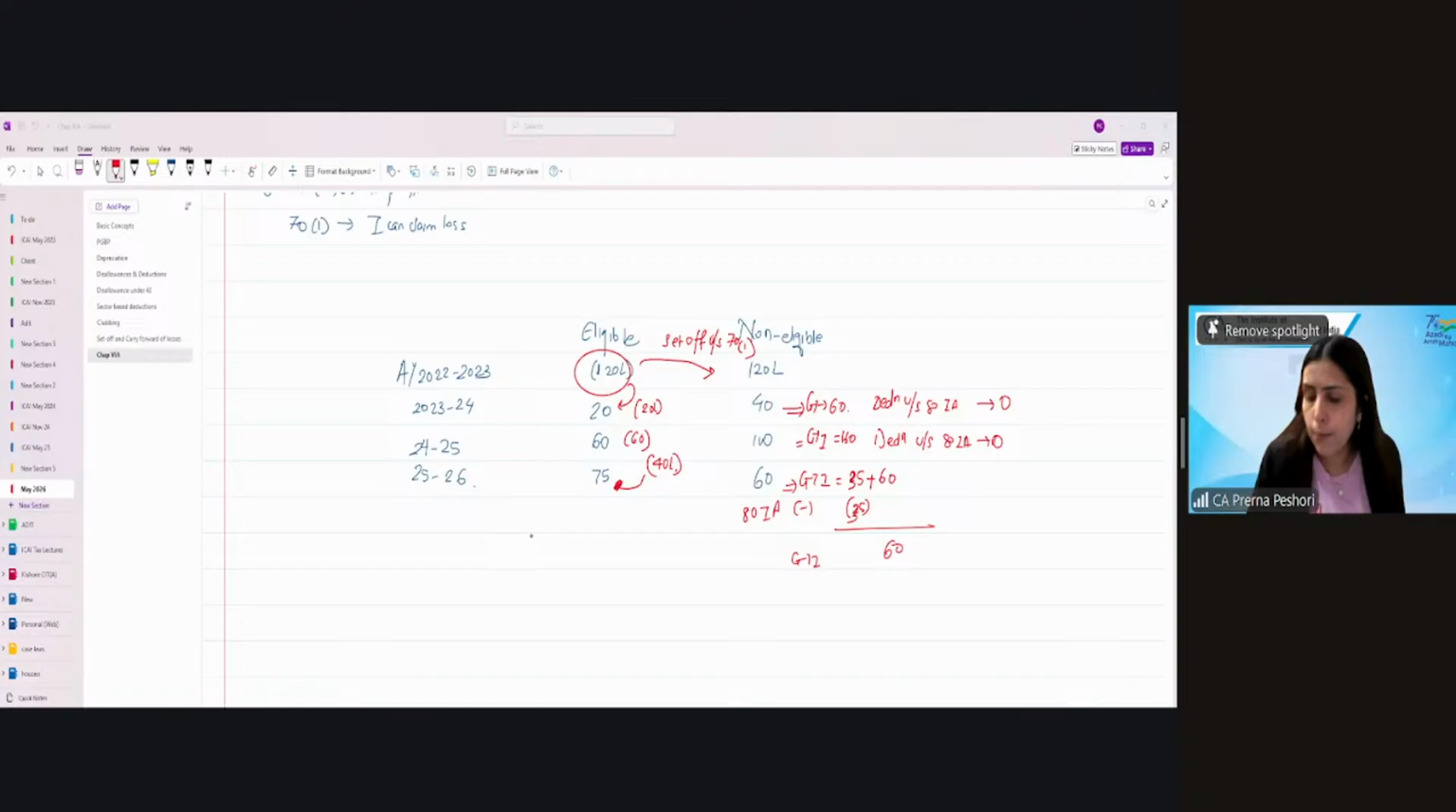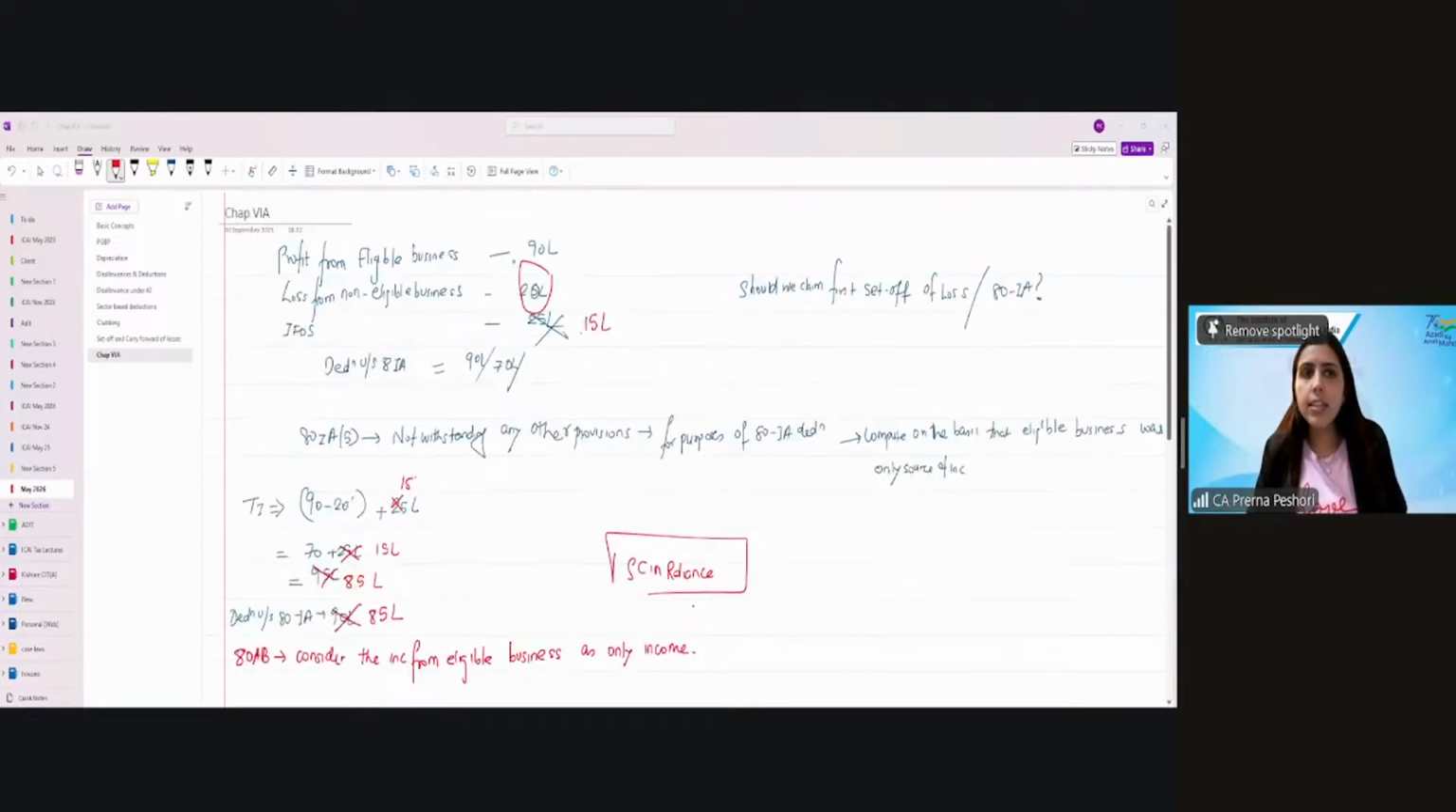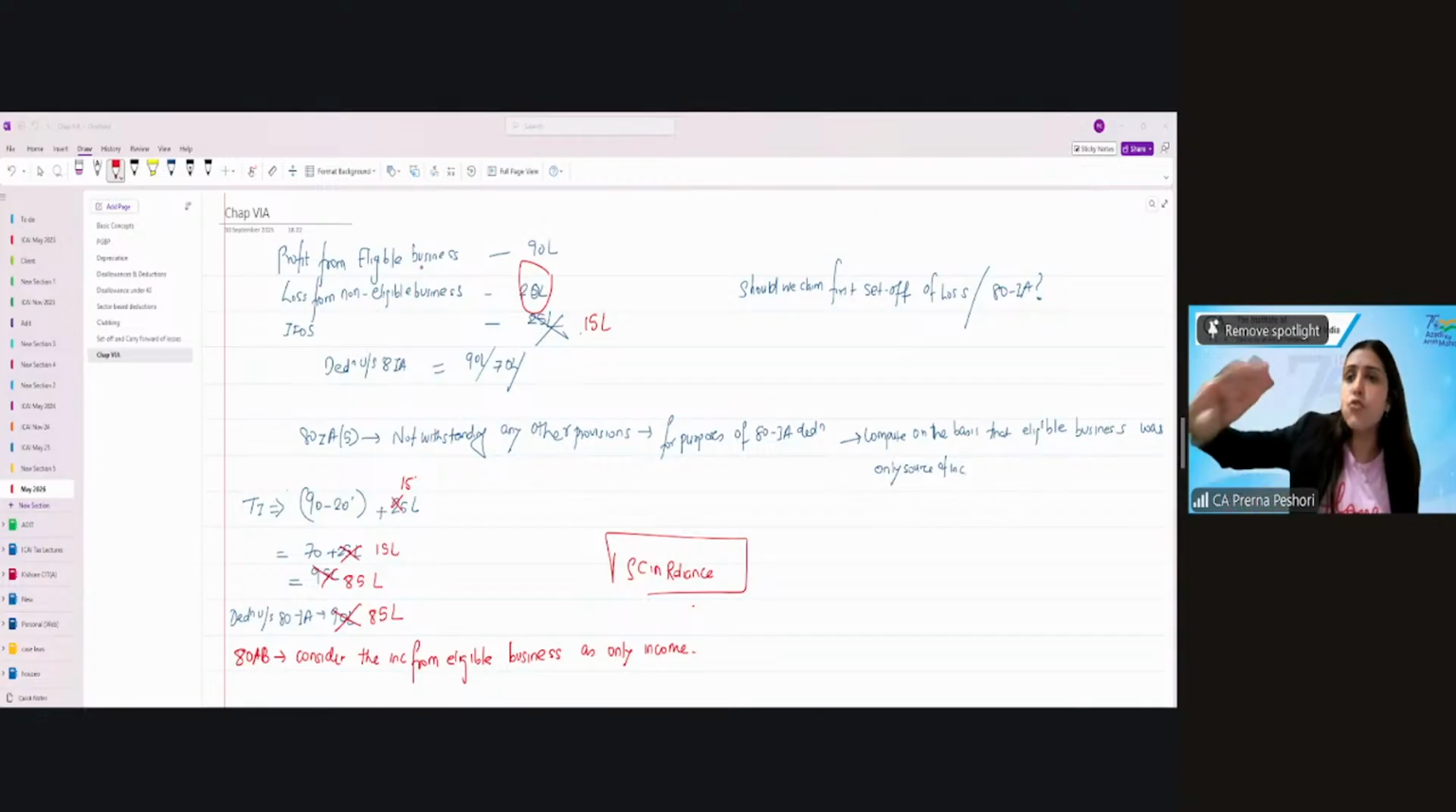Let me repeat it once again for the benefit of all the students. I think there's some confusion still. So the first thing is that I have a profit from the eligible business. I may have a loss from the non-eligible business. Can this be set off under 70? Yes, this can be set off under 70. No problem. This is not like our 35 AD. This is not like our specified business where the losses from the specified business can only be offset against specified business. That restriction is there under 73A for the specified business.